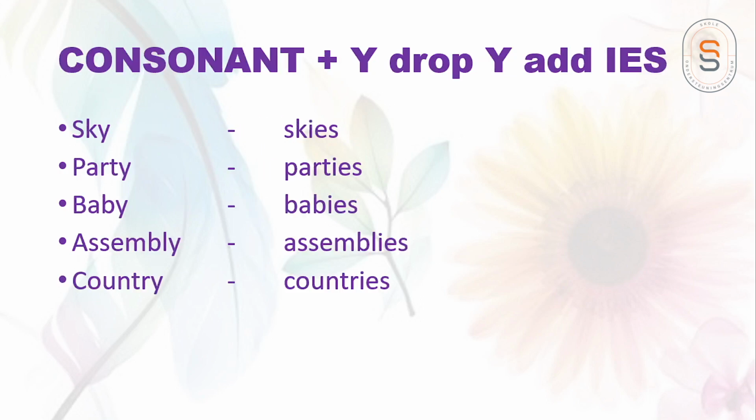However, when the word ends with a consonant and a Y, you drop the Y and you add IES. So it ends in a consonant with a Y. Now, in the first word, sky, your consonant is K, and then a Y, you have to drop the Y, add IES, skies. The same with party. Your consonant is the T, and the Y, drop the Y, IES, parties. Baby, babies. Assembly, assemblies. Country, countries.